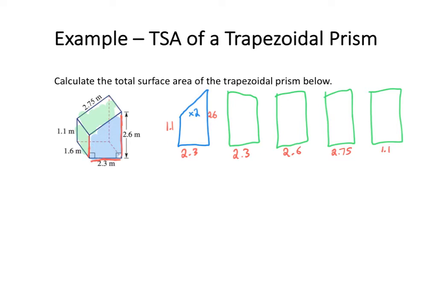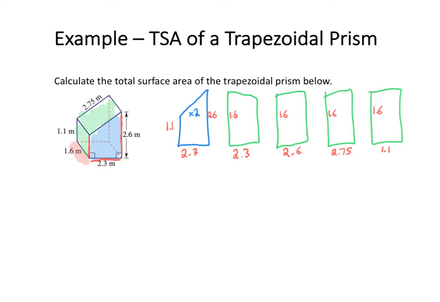Now the lengths of the rectangles are all going to be the same, which is the height of the trapezoidal prism. To identify the height, we're looking at the length between our two trapezium bases, which is that side there, which is 1.6. So all of our rectangles are going to have a length of 1.6. Now we have all of our measurements on our shapes.